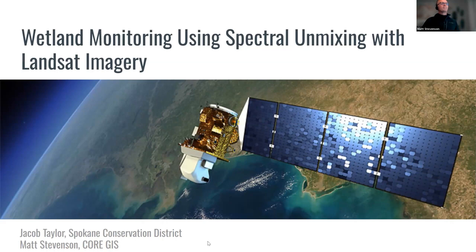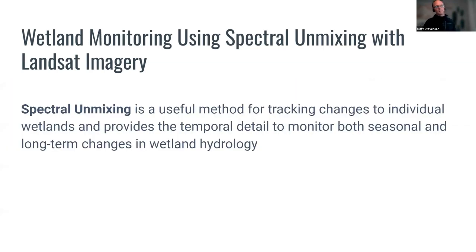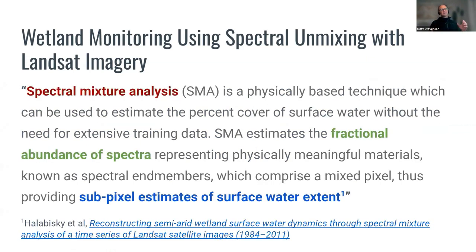All right. So what is spectral unmixing? Well, it's a useful method, as Meghan alluded to, for tracking changes to wetlands and provides some temporal detail through time to monitor seasonal and long-term changes in wetland hydrology. And I decided to just use a quote from her paper, so hopefully this gives you a sense of what this thing does. And then I'm going to try to relate it in terms that are possibly more intuitive for those of you who are coming to this for the first time.